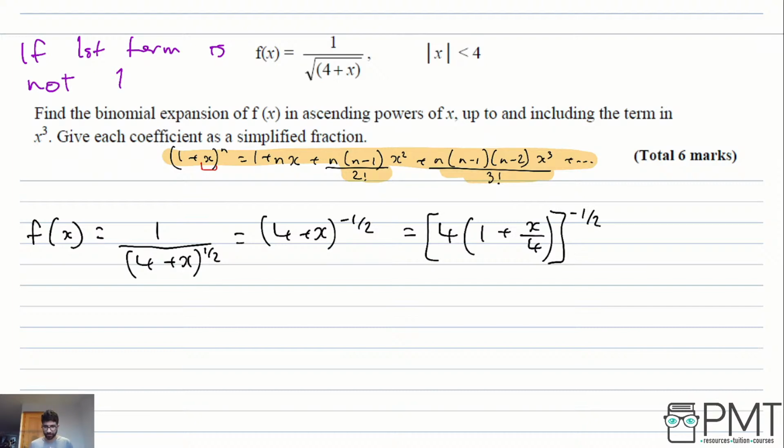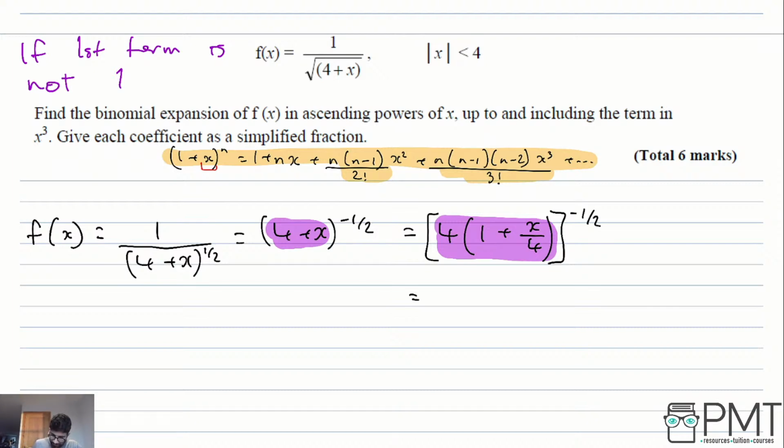Minus 1 over 2. So what I have done is taken 4 plus x and rewritten 4 plus x like that. If you want to check, multiply this bracket out, you will see that 4 times 1 is 4, and then 4 times x over 4 is an x, so it's the same thing. Then you need to do something about that power.